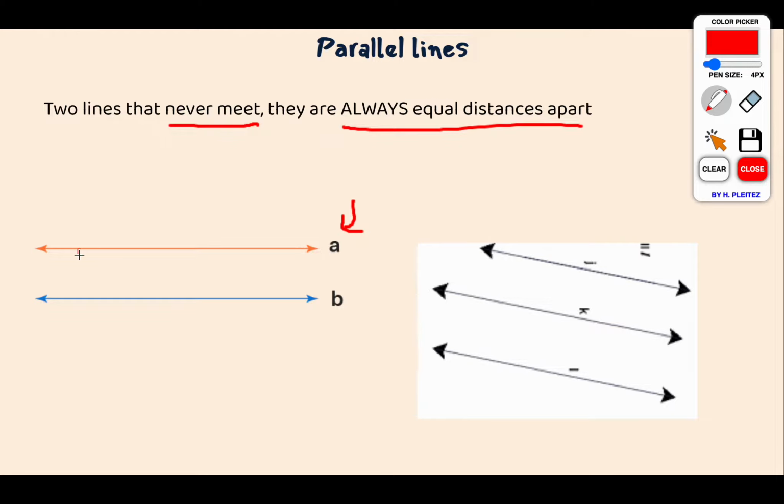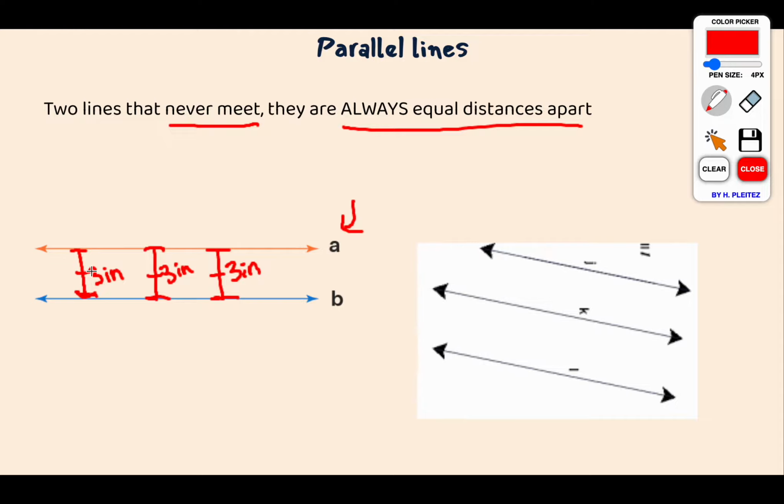Now what that means is if I have that these two lines here on the left are parallel, I know that if I take a ruler and I measure the distance from here to here, that's going to be the same as the distance from here to here, from here to here, no matter where I decide to measure it. If one of the distances is 3 inches, then I know all of the other distances have to be 3 inches as well, no matter where I measure from.